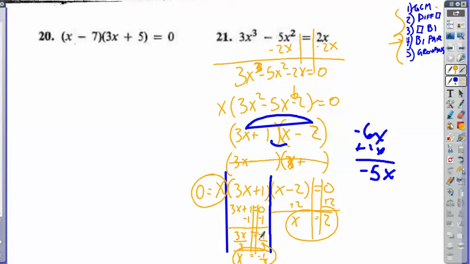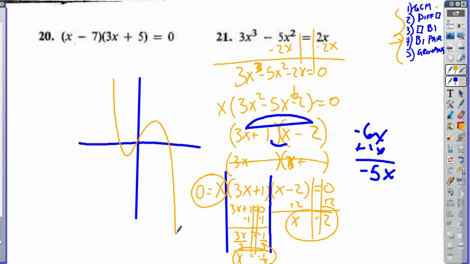And if I go back to the idea of x-intercepts, if I draw a grid, I will have something that looks a little bit like this. Where this point here is negative 1/3, this point here is 0, and this point here is 2.